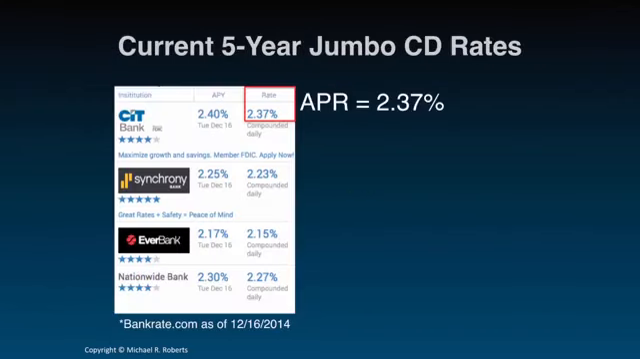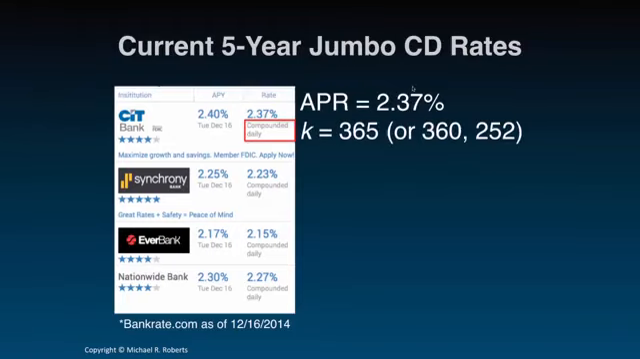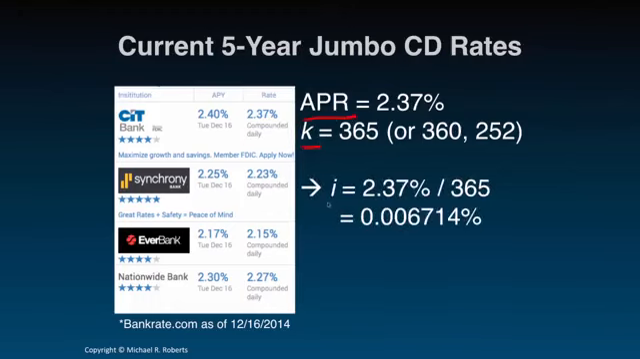So let's go back to our original example. We had an APR of 2.37%. We have a compounding frequency of daily, which I'm going to assume is 365 days, though you should be aware it could be 360 days or it could be 252 business days. It depends upon the convention used for that product by that institution. So these two pieces of information, the APR and K, allow me to compute the periodic rate, I, which is 0.006741%. Now that's a tiny number, but we're computing interest every single day here.